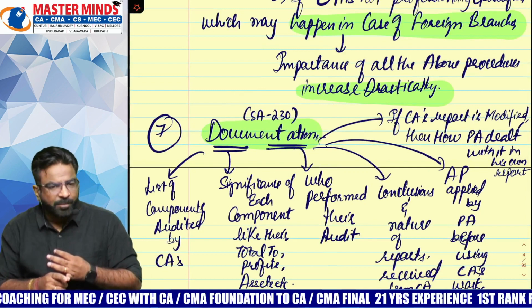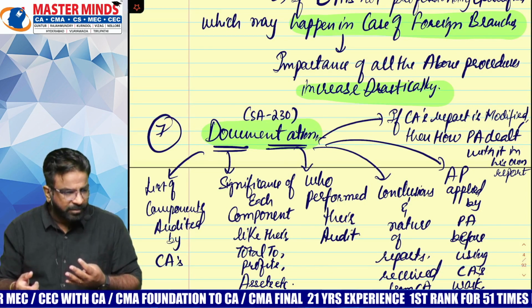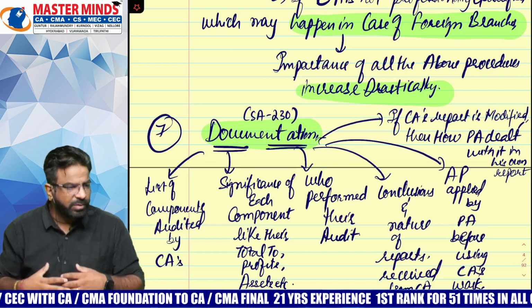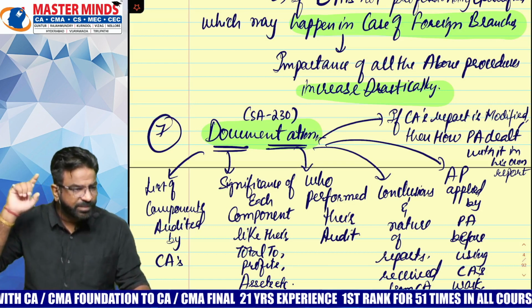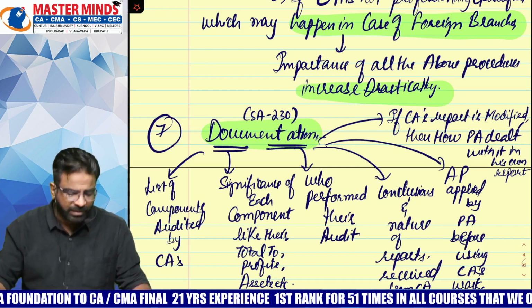Each component is not audited by me. Who audited it? Am I correct or not? Did I use their work or not? You can also make a note of audit procedures used by them. And what if their report is modified in nature? How did you deal with it?